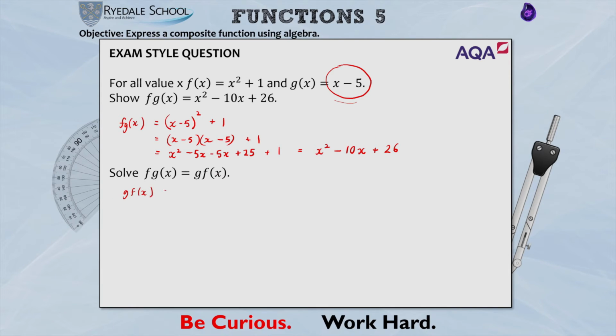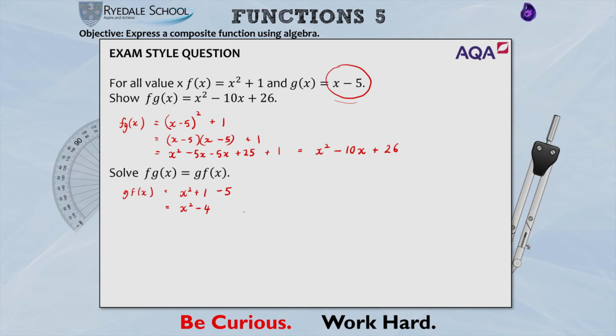This expression is slightly easier because we are substituting this into here. So the x is going to become x squared plus 1. And we've just got take away 5. So this is x squared take away 4.